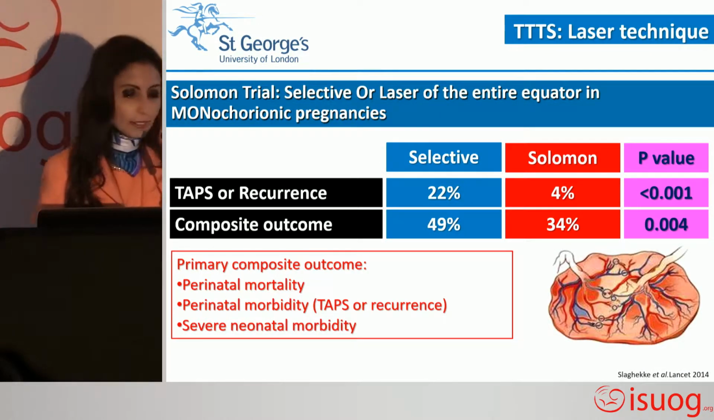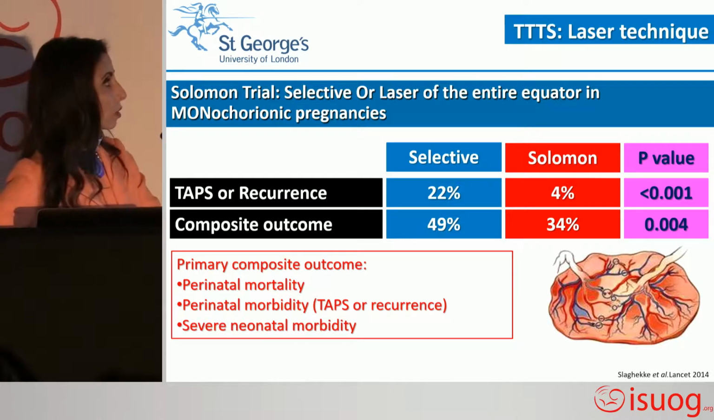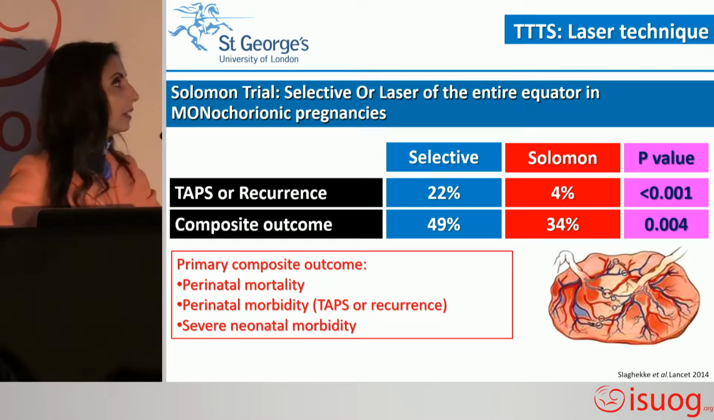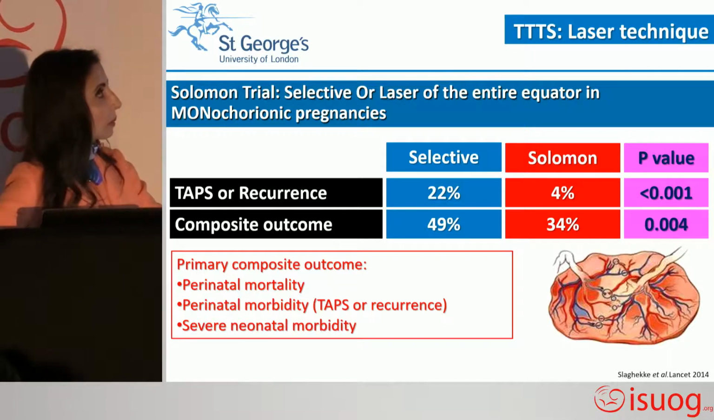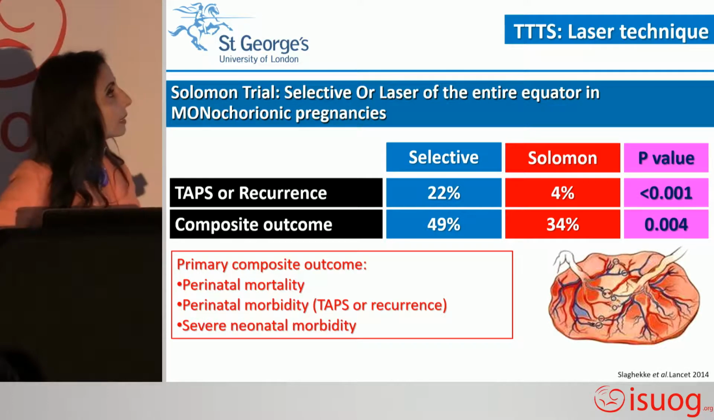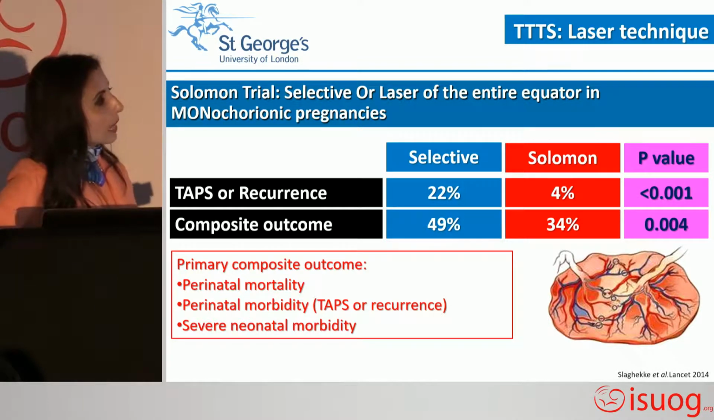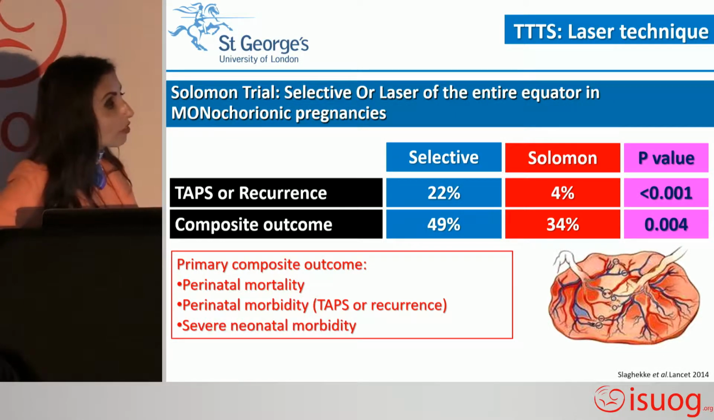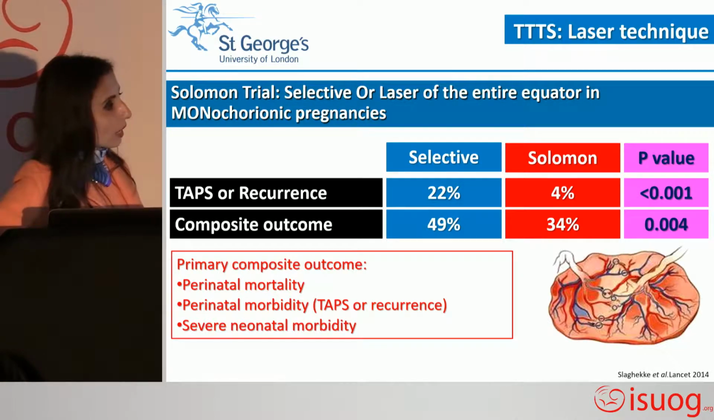So I mentioned earlier that there are different techniques. The one that's recommended nowadays is the Solomon technique, and that was based on a randomized controlled trial published about 4 years ago in the Lancet, where this RCT compared the Solomon technique versus the old technique, which is selective laser photocoagulation. So, for example, if you see here, this is a placenta, this is an anastomosis. The old option was that you just identify the anastomosis and do laser photocoagulation of it. And the Solomon technique was, after you do that, you use the laser to draw a line connecting this anastomosis.